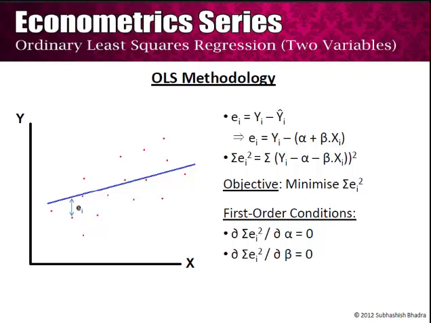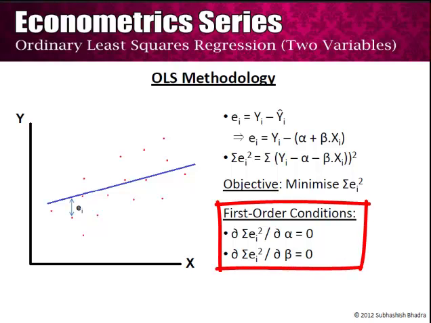Since we want to minimize summation of EI square when we are doing OLS, we will try to minimize summation of yi minus alpha minus beta xi whole square. Our objective is to minimize summation of EI square. We are already given yi's and xi's, and hence the only variables here are actually alpha and beta. Hence, for those of you familiar with differential calculus, you would know that the first order conditions are that the partial derivative of summation EI square with respect to alpha equals 0, and the partial derivative of summation EI square with respect to beta is also equal to 0.